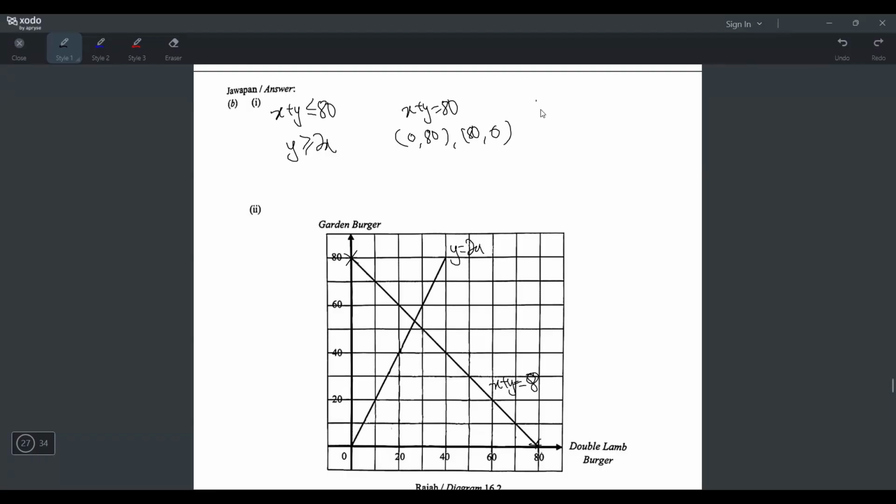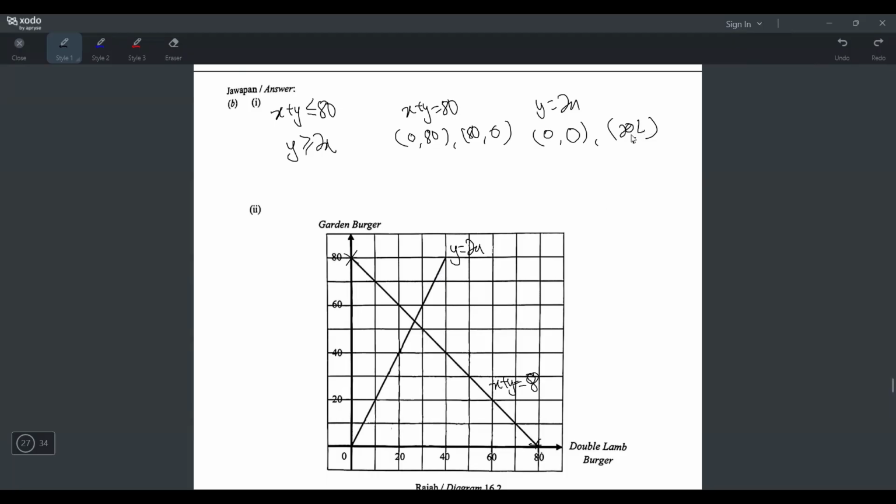Okay, another line is y equals 2x. So you will do the same, x equals 0, y equals 0. Okay, when you sub x equals 0, 0 times 2 is 0. If you sub y equals 0, you end up with the same. So what you can sub is 20. Okay, x is 20, so 20 times 2 is 40. So that's why this line is y equals 2x, because it passes through (0, 0), (20, 40), and you can also sub 40, giving (40, 80), right? So yeah, this is how you determine the line.